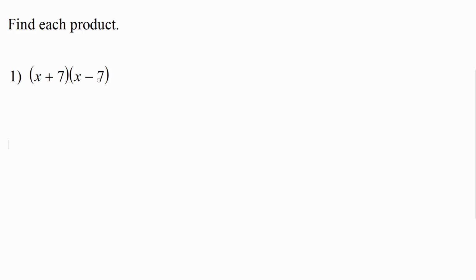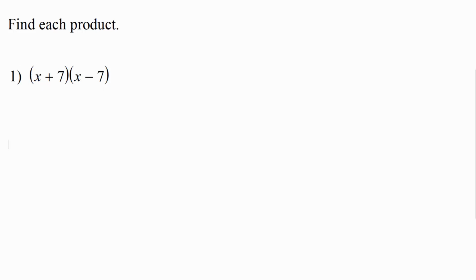So here we have x plus 7 times x minus 7. We're going to multiply this out, and we're going to see a couple more problems that are similar to it, and then I'm going to talk to you about what the pattern is that we should be noticing, that we can then use on future problems if we recognize that it's this type of problem.